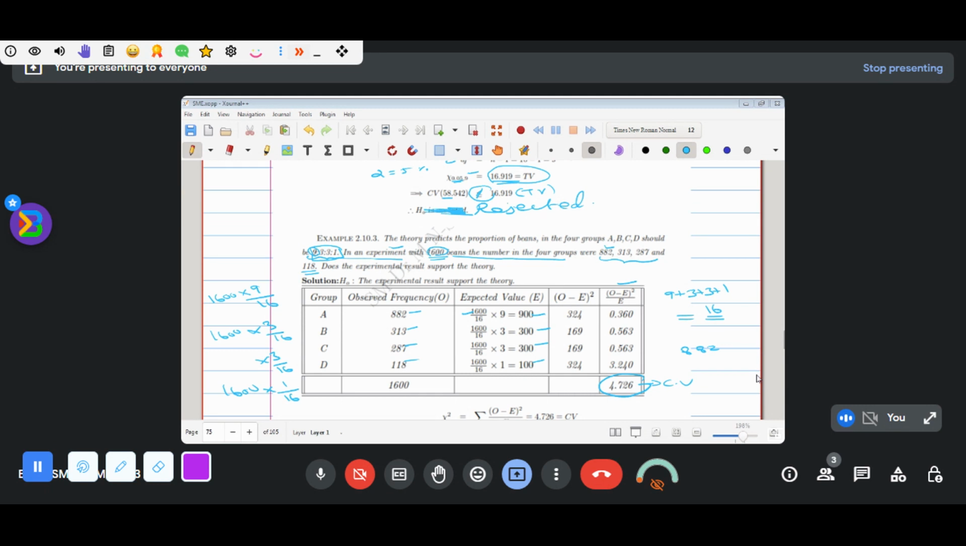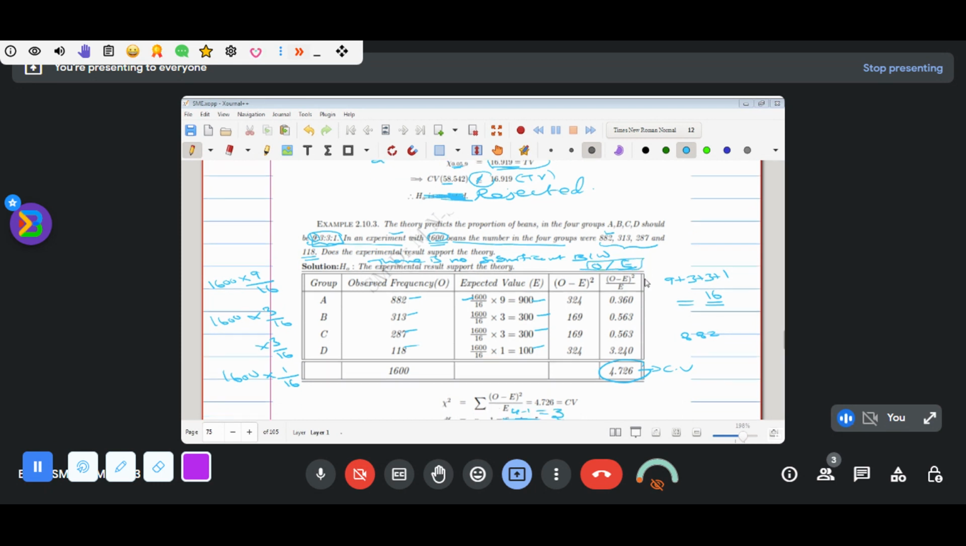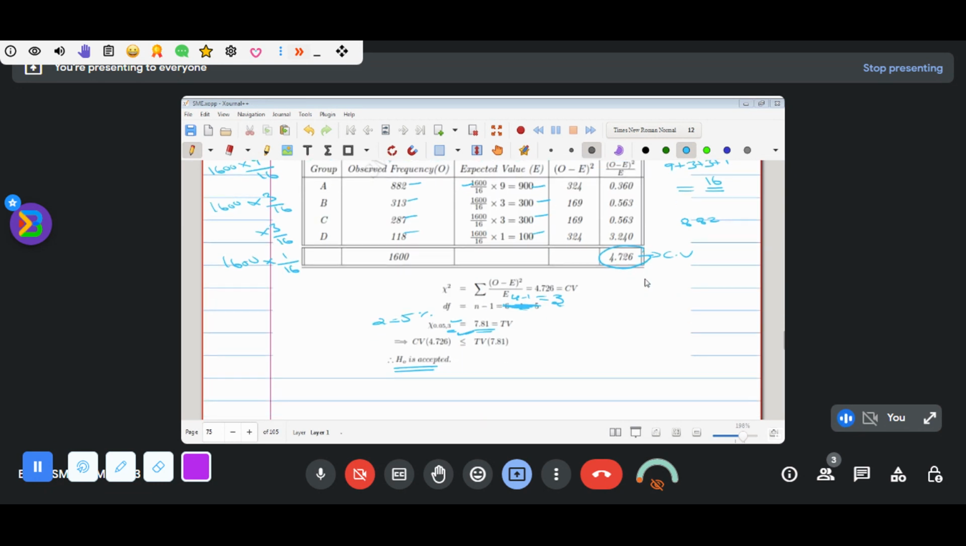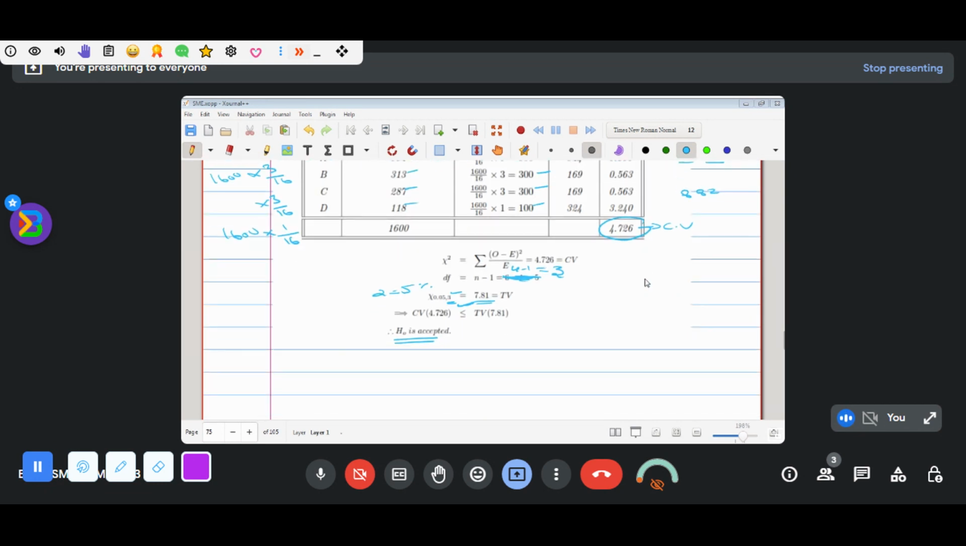This is the experimental beans proportional test. Therefore, our H naught says there is no significant difference; otherwise, you write there is no significant difference between observed value and expected value. Now the conclusion is satisfied. Therefore, H naught is accepted only. This is the basic idea of the first part of the chi-square test.